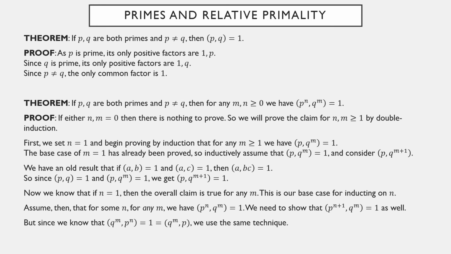q to the m and p to the n are relatively prime. That's our inductive hypothesis. q to the m and p are relatively prime. That's what we proved earlier in this proof, just a few lines above. Therefore, applying the same trick, q to the m is relatively prime to both p and to p to the n, so it is relatively prime to the product, and that's p to the n plus 1. So it took a double inductive proof, which can be a little bit much to get your hands around. But what we've shown is that if p and q are different prime numbers, then any powers of them are relatively prime to one another, which is sensible.